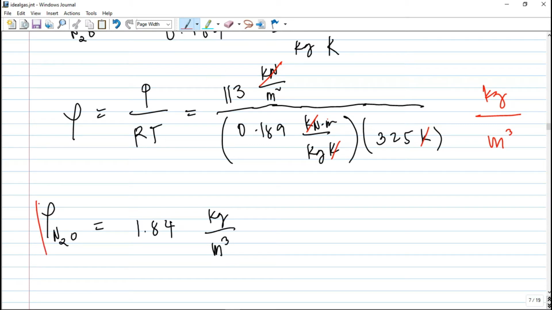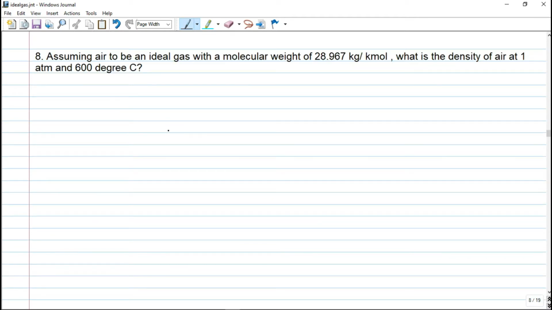This is number 7. So we have still 3 more problems to solve. Next problem, we have here: assuming air to be an ideal gas with a molecular weight of 28.967 kilograms per kilomole, what is the density of air at 1 atm and 600 degrees Celsius?